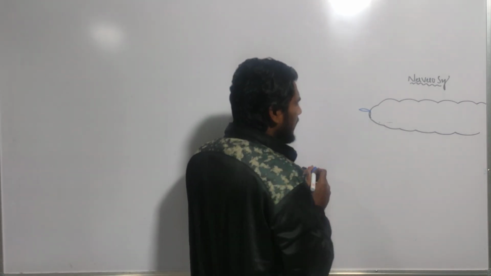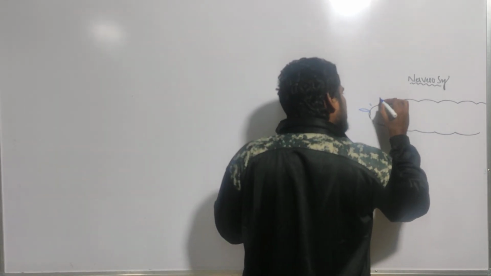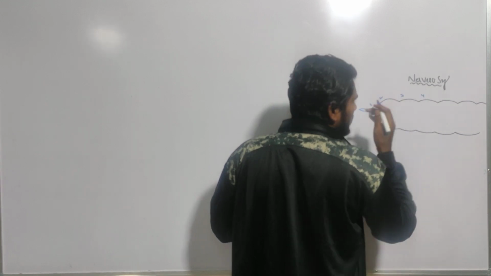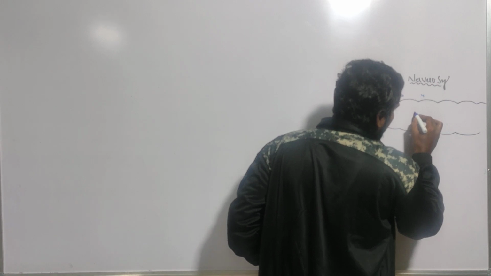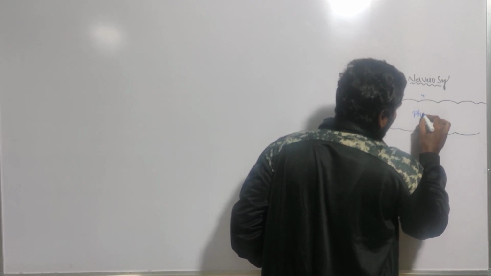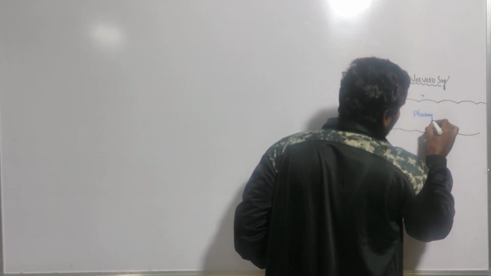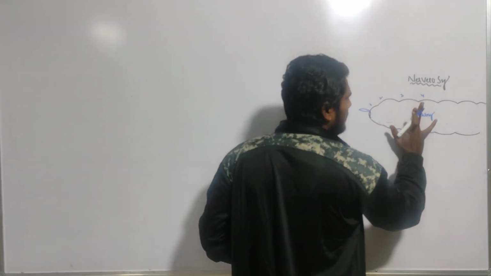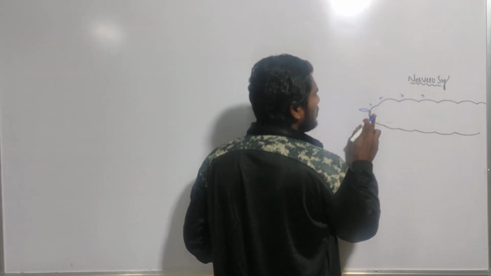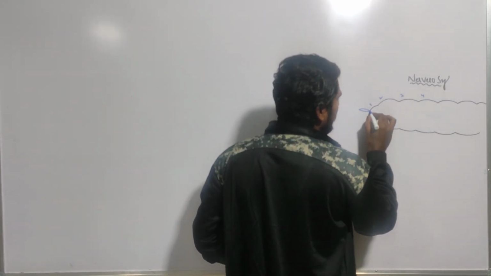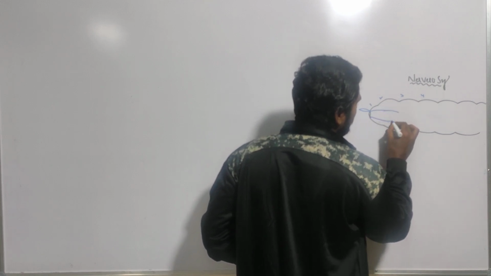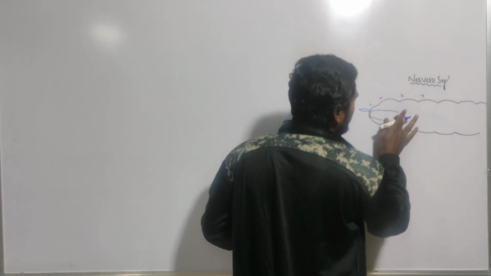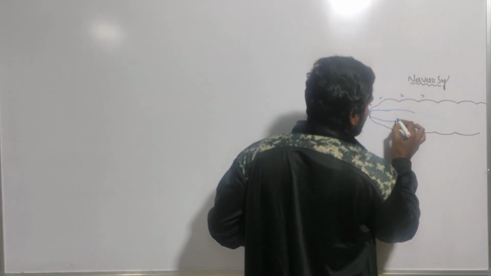When you go for the alimentary canal, this is the first segment, second segment, third segment, fourth segment. In the fourth segment you are going to see the part known as the pharynx. Here the mouth is leading to the buccal cavity. In the first three segments there is a presence of the buccal cavity.